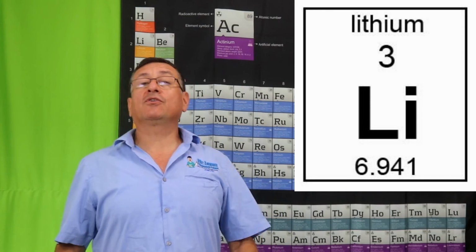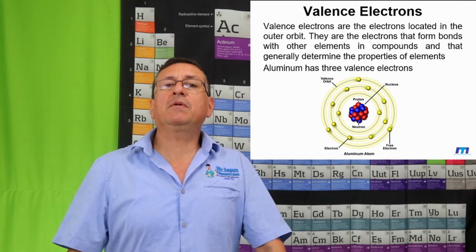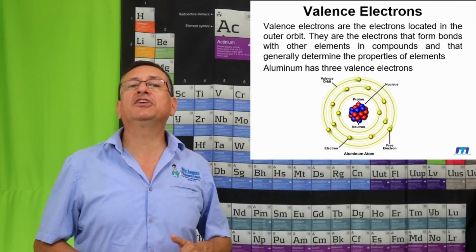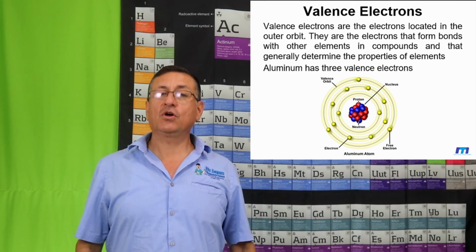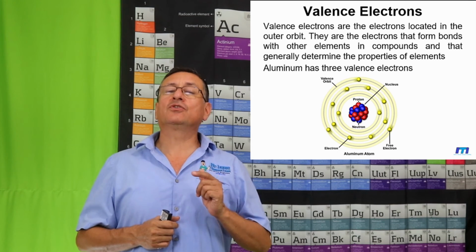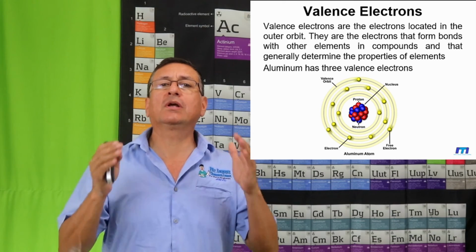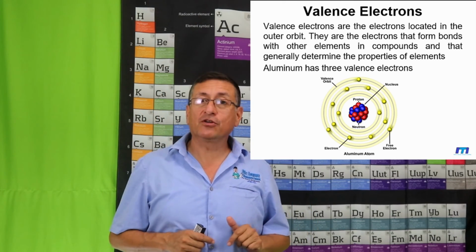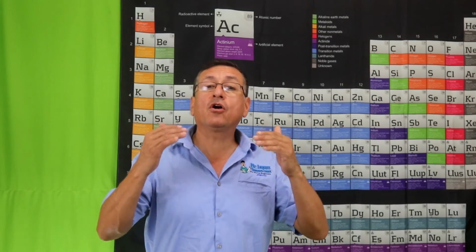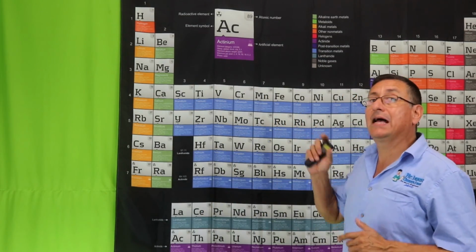Okay, another important consideration is the valence electrons. What is the meaning of that? Those are the electrons located in the last orbit of each atom. Those are the valence electrons. Those electrons located in the last orbit are critical in order to classify the elements in the periodic table. The classification of the elements in the periodic table is according to the amount of electrons of each element in the last orbit.